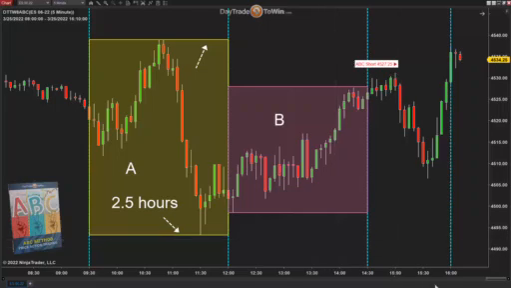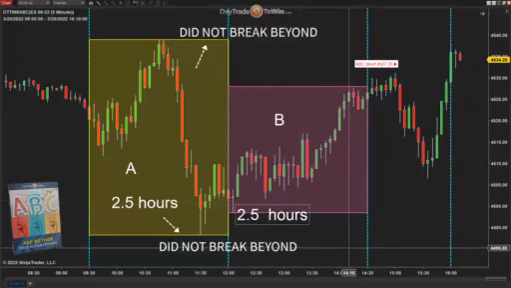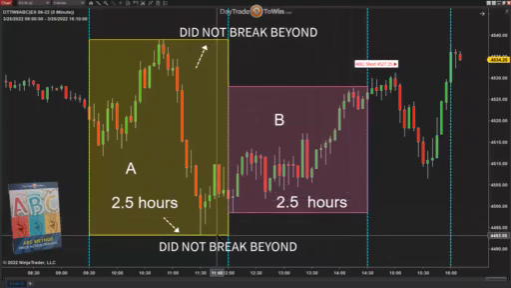Now, as you're seeing here today, absolutely nothing happened. This 2.5 hours in the B part of the day did not, I repeat, did not break below the support or above the resistance. So what you're seeing is absolutely normal. This happens about 80% of the time, 75% of the time. This is to be expected. Trends don't happen quite that often, but what you're seeing here is to be expected.